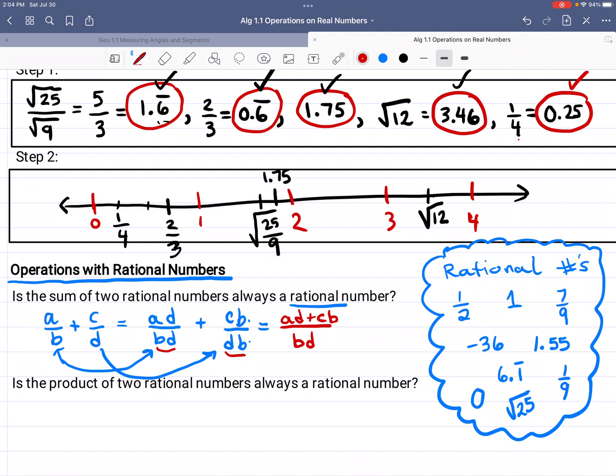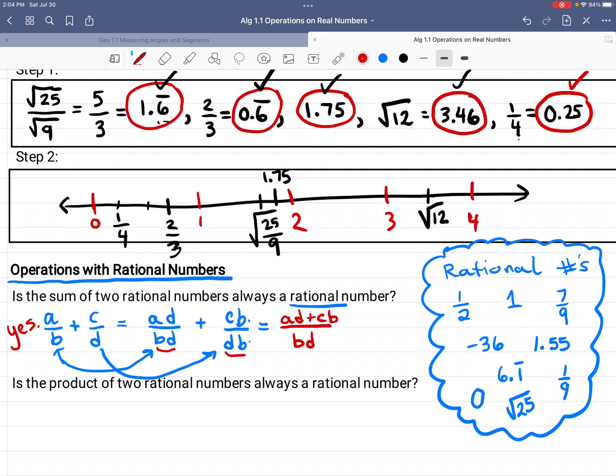So yes, and you can even test it with numbers. 1 plus 1 is 2. That's rational because I can still write 2 as a fraction, 2 over 1. 1/2 plus 1/2 equals 1. That's rational. The square root of 25 plus the square root of 25 is 2 square roots of 25. It's still rational.